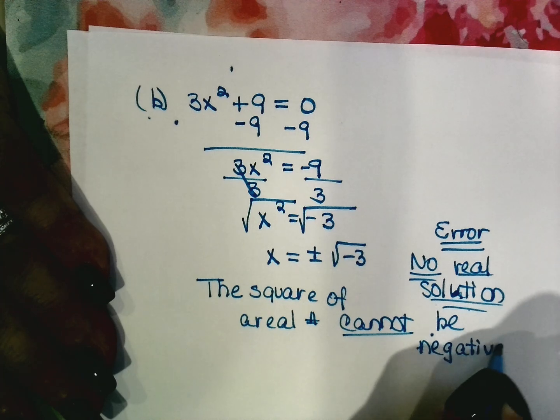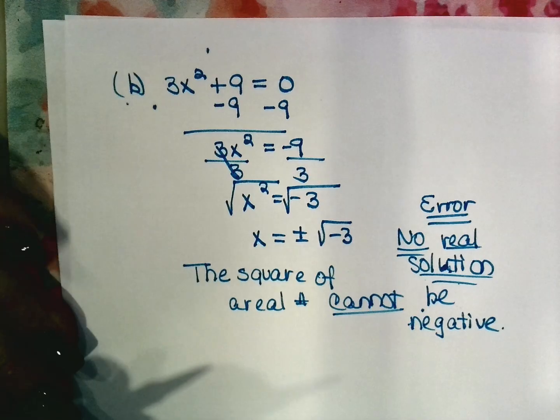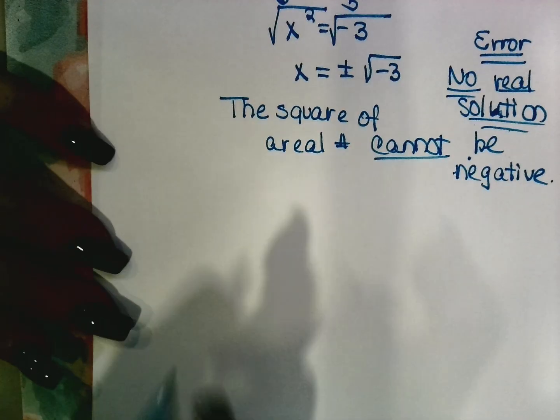Okay? And like I said, this is only for this lesson. Pretty soon we'll be able to play with these. But for right now, your answer would be no real solution. There is a solution, so let's just say no real solution if the square root is negative. Okay? Moving on. Let's go to C.